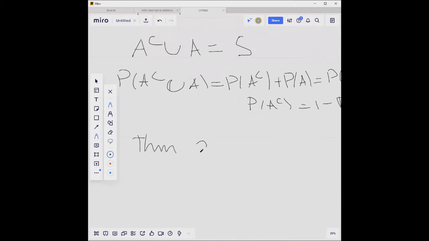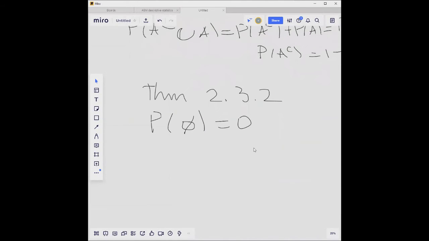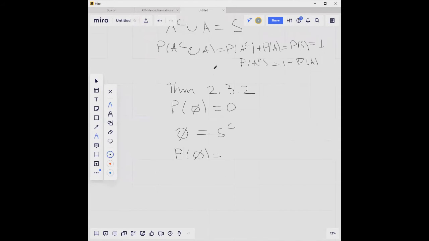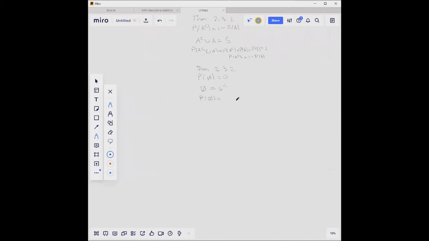Theorem 2.3.2. The probability of an empty set is equal to 0. All right, so by definition, we know that the empty set is a complement of the sample space. So the probability of the empty set is, by our first theorem 2.3.1, equal to 1 minus the probability of the sample space.